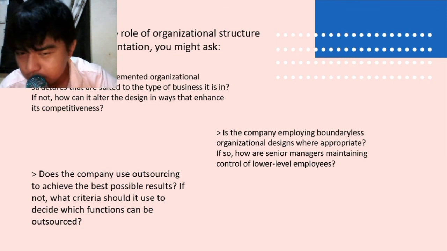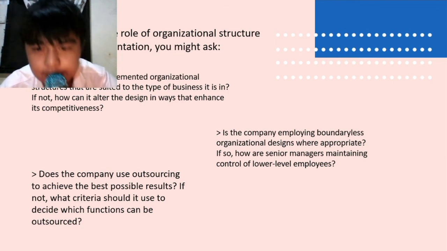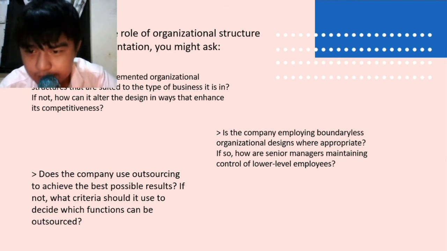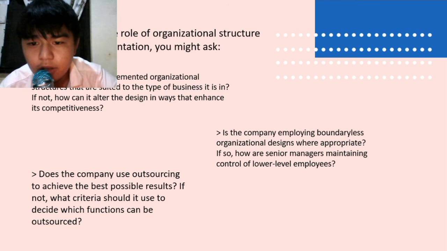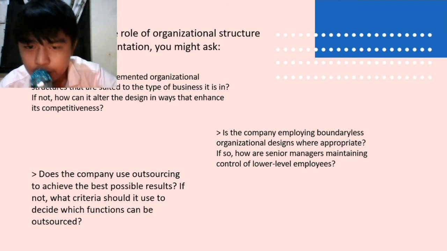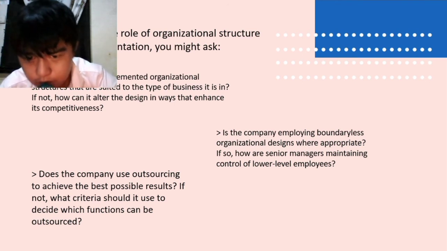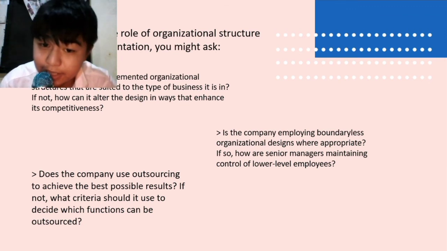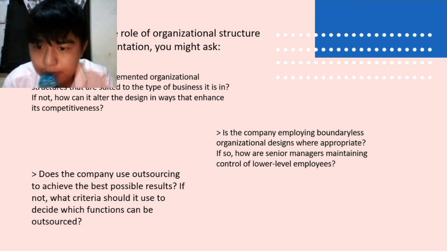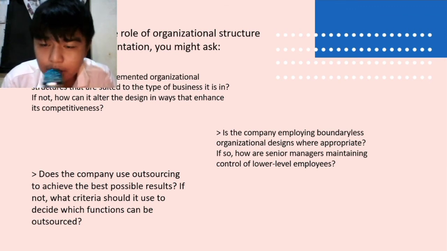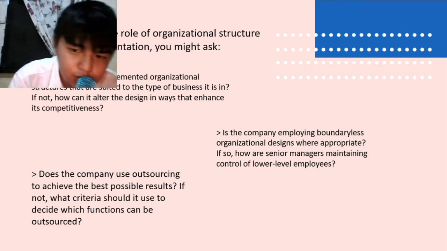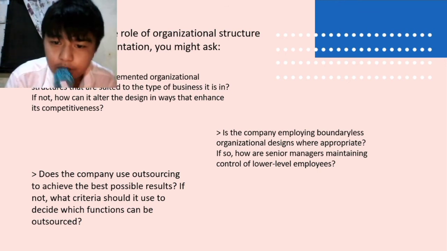suitability? Next, is the company employing boundaryless organizational designs where it is appropriate? If so, how are senior managers maintaining control of lower level employees? So it has to do with organizational design, but on the culture part. So is there a boundary that is appropriate for senior managers and lower level employees?